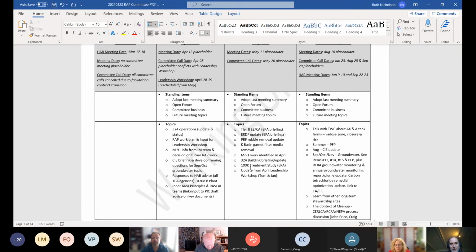I don't think we have any M91 work identified at this point. No, I didn't hear it. Is the K-Basin garnet filter media removal part of the 100K treatment study?